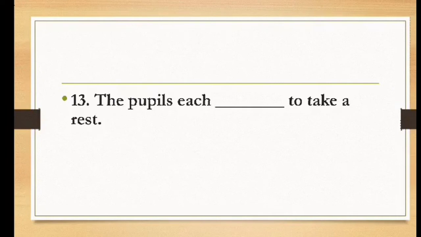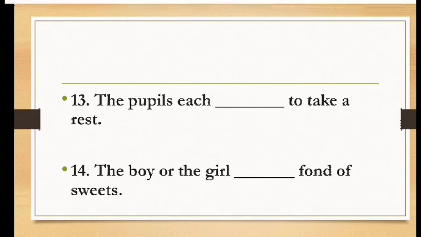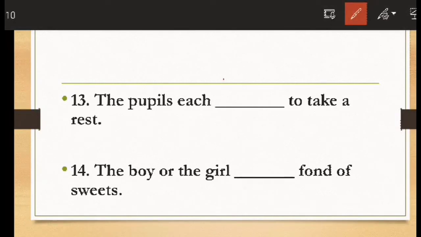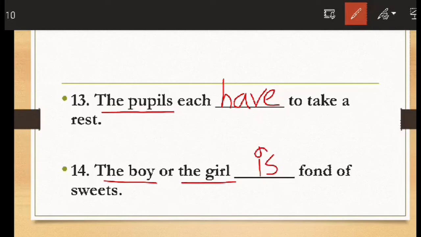Let's see the next one. The pupils each have to take a rest. Here it will be have. If each is used from the beginning of the sentence, for example, each pupil, then it will be has. But the pupils each have to take a rest. Now let's see the next one. The boy or the girl is fond of sweets, because the boy is singular and the girl is singular. If two or more singular subjects are connected by or, nor, either or, neither nor, they take a verb in the singular.